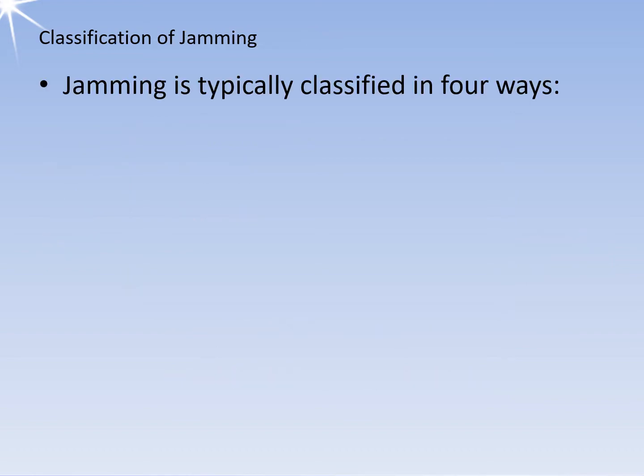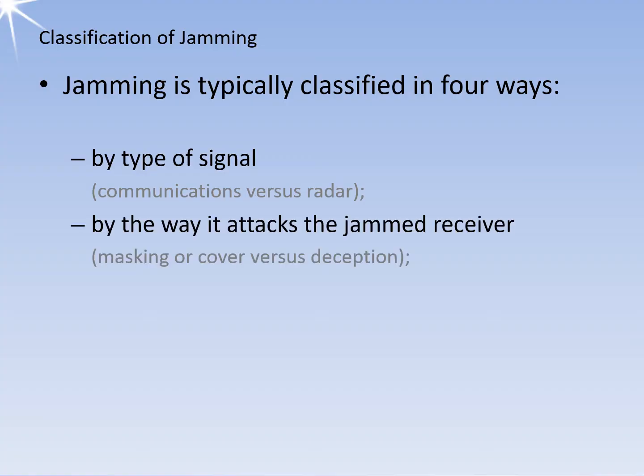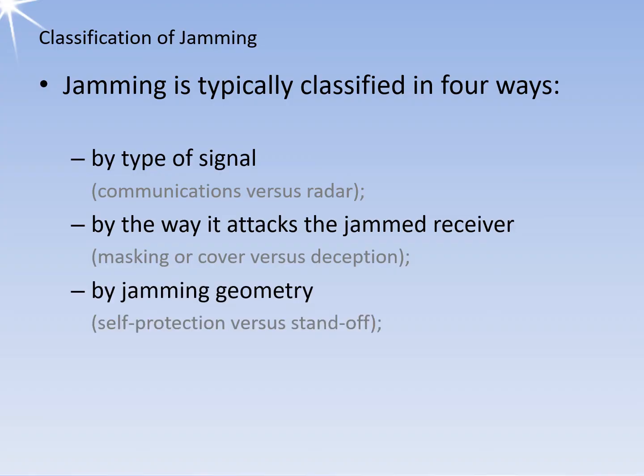The jamming can be classified in different ways. The type of signal is determined by whether it is directed against a pulsed radar or against continuously transmitting communication channels. The way of attacking differs in the aim of the jamming. This is intended to mask one's own actions or to deceive the enemy about one's own intentions. The jamming geometry distinguishes between different constellations where the jammer is located and by the way how it protects a friendly asset.